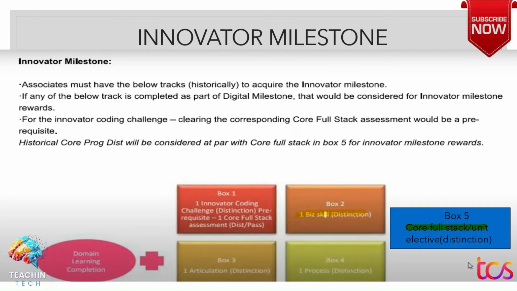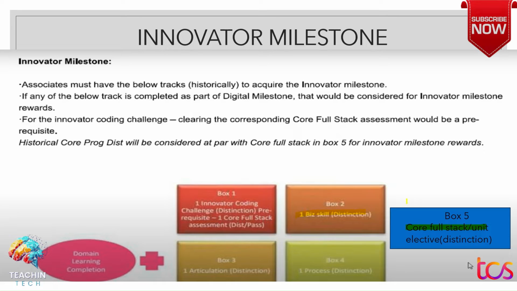If you're not like that, if you're directly a digital associate and you want to become innovator, you will struggle somewhat, because you should finish a lot of things here. If you see this first box, box number 5, this is the first step where you should finish either a one core full stack, or else in unit elective, internal or external, with a distinction. There is no such thing as pass here. I'll tell you when you need to get pass. Everything you should get a distinction here.